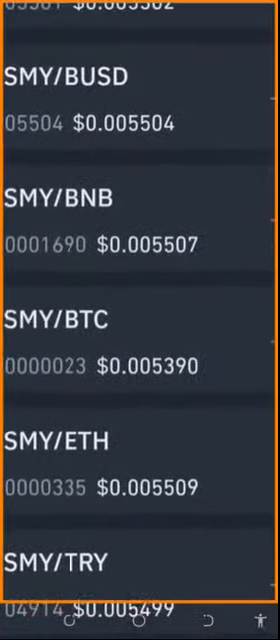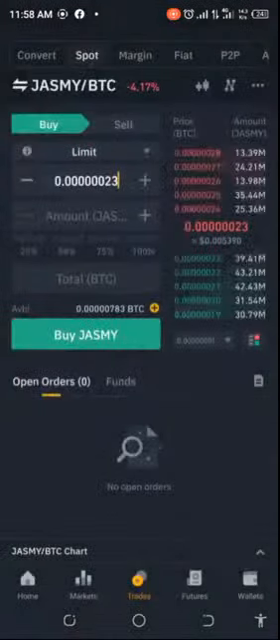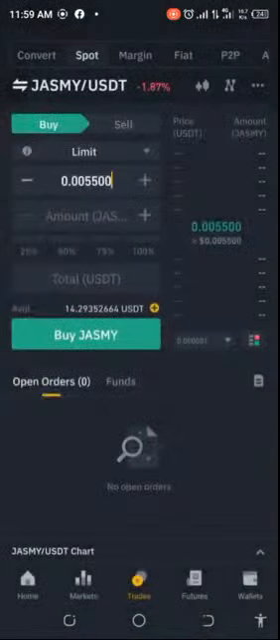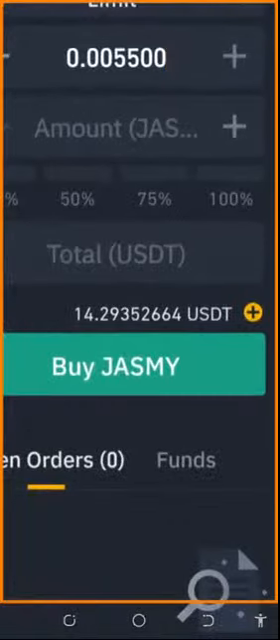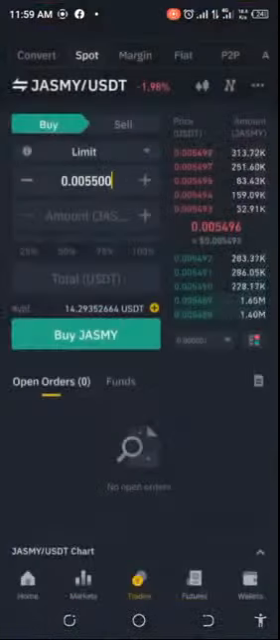And like I always say, you need to always simulate first. So the first thing I want to do is simulate. I'm going to work with the Jasmine/BTC first, simulating with the amount of money that we have here. Don't forget, let me go back to Jasmine USDT so that you will see what we have. What we have is 14.2935 USDT. So I'm just going to use that to simulate.